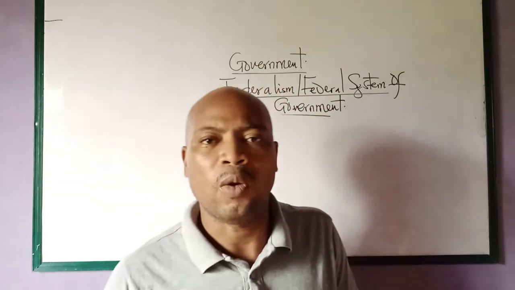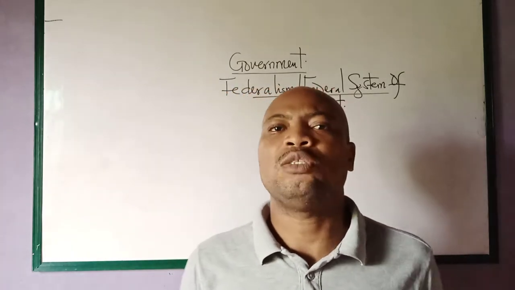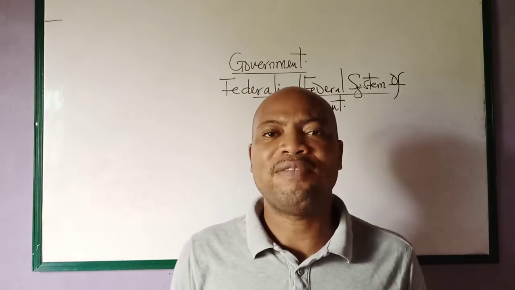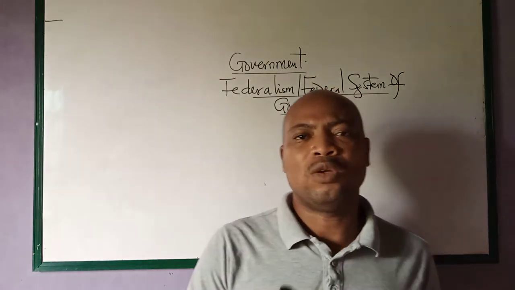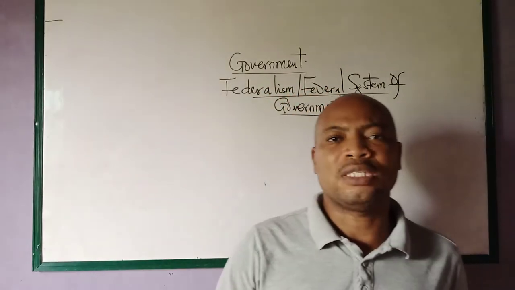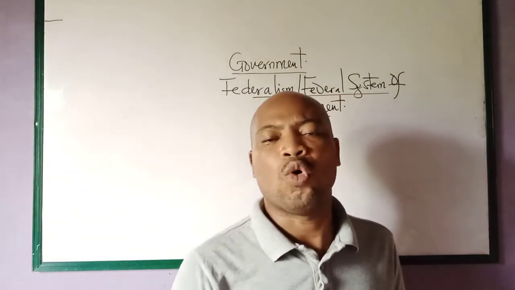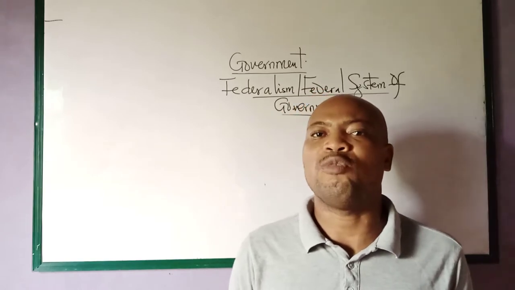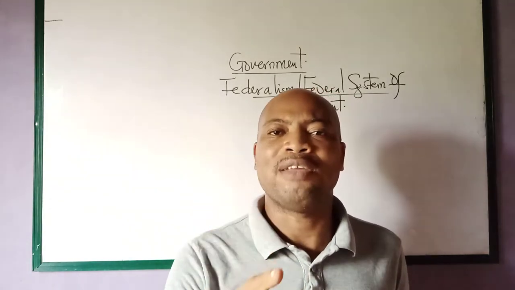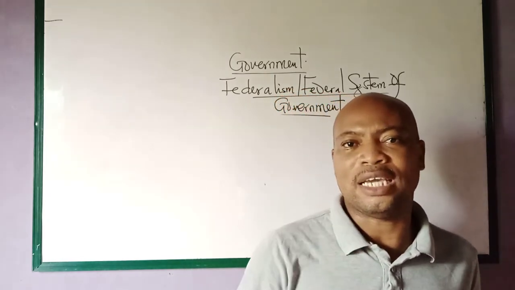In this topic, we're going to define what we mean by a federal system. We're going to expatiate on it, and apart from that, we're going to look at the characteristics of a federal system of government. When we are done with that, we'll look at the reasons for a federal system of government. Then we will consider the advantages and the disadvantages of a federal system of government. And lastly, we're going to look at how powers are shared under a federal system of government. So stay tuned as we start now.